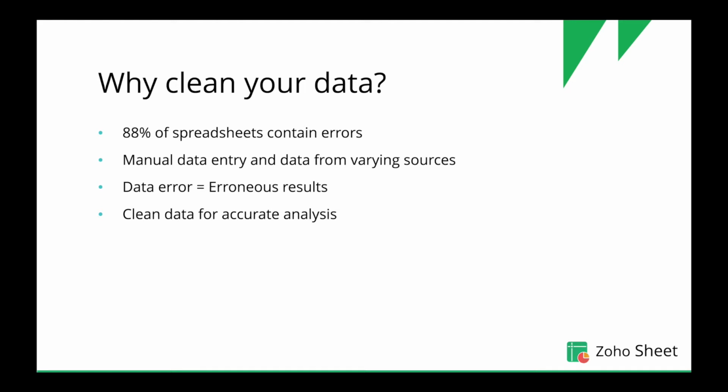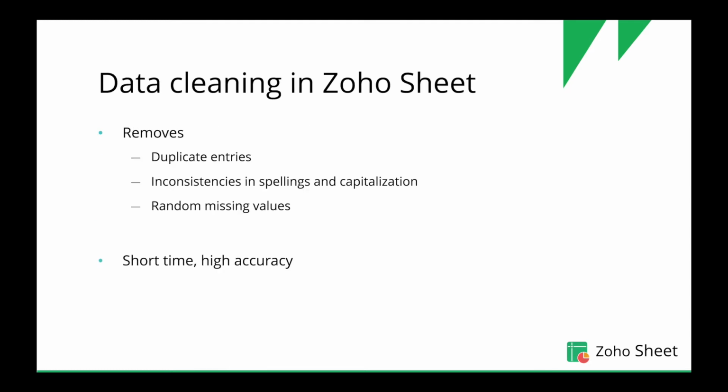So how do you eliminate these errors? There are two methods you can use. One is manual and one is automated. When it comes to manual data cleaning, there are some limitations, such as it is time consuming and it is not accurate because you can miss out on some errors when you're manually cleaning your data. So in order to avoid that, we introduced an automated data cleaning tool in Zoho Sheet. This tool helps you find and remove duplicate entries, inconsistencies in your data, especially in spellings and capitalization, and random missing values, all in a short period of time with high accuracy.